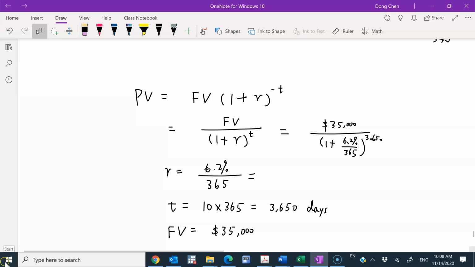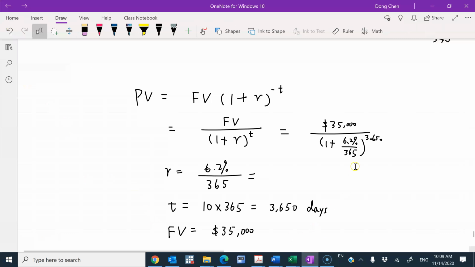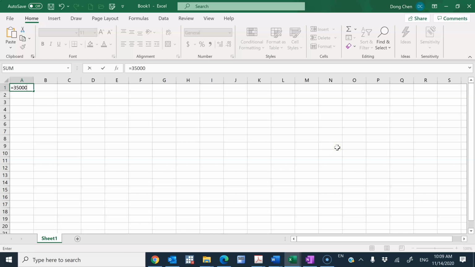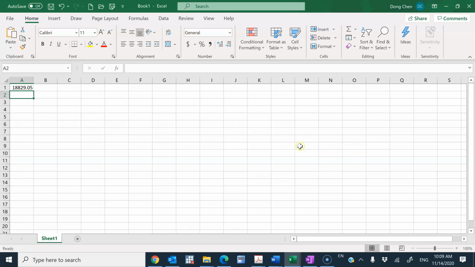So let me open Excel. Going back to my expression, that's going to be 35,000 divided by open parenthesis 1 plus 6.2% divided by 365, close that, and raise to the power of 3,650. Just double check to see, yes. So that's the second way to get the answer.